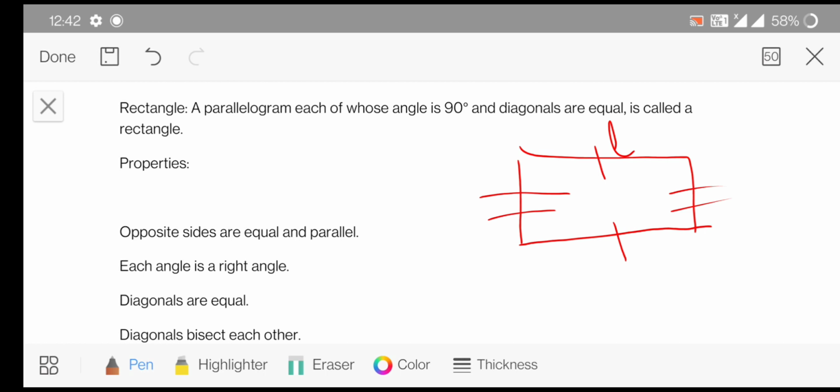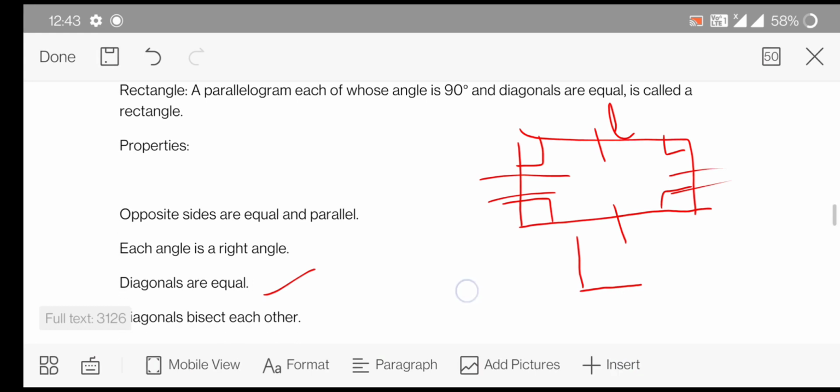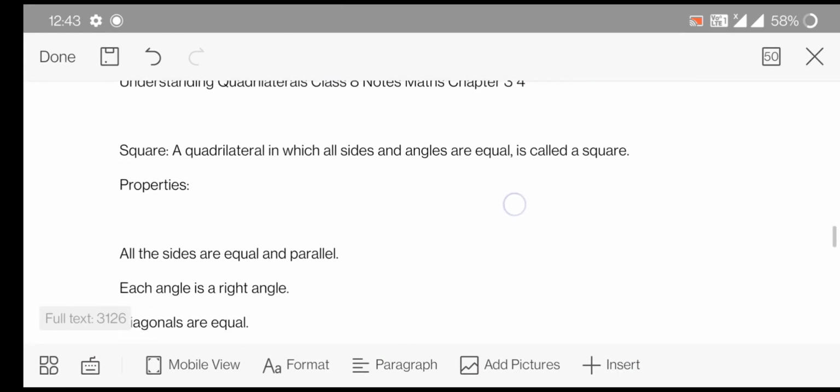Then another property is, here you can see these angles. Here all the angles are 90 degrees, because here you can see both the lines are intersecting at 90 degrees. So all the angles are right angles, means all the angles are of 90 degrees. Then the third property is diagonals are equal. I hope now you know the meaning of diagonal. Diagonals are equal and bisect each other. So these are the properties of a rectangle.